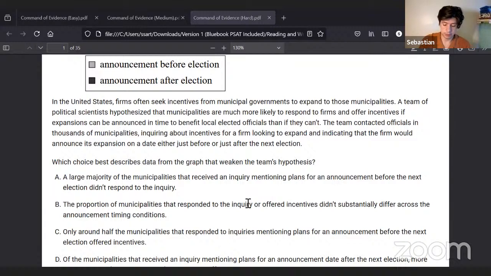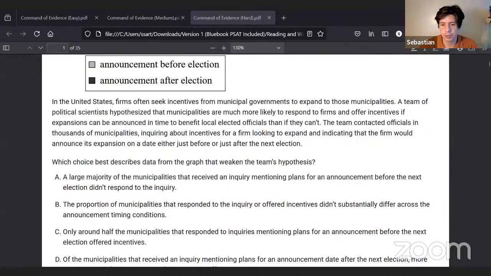So let's do this one here. In the United States, firms often seek incentives from municipal governments to expand in those municipalities. A team of political scientists hypothesized that municipalities are much more likely to respond to firms and offer incentives if expansions can be announced in time to benefit local elected officials than if they can't. The team contacted officials in thousands of municipalities, inquiring about incentives for a firm looking to expand and indicating that the firm would announce its expansion on a date either just before or just after the next election.